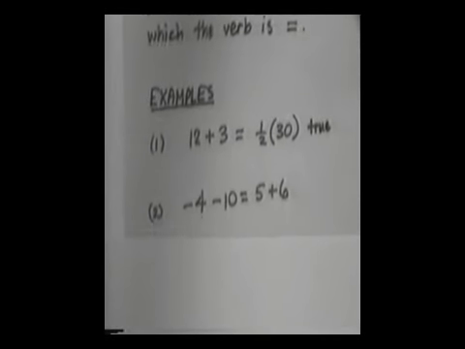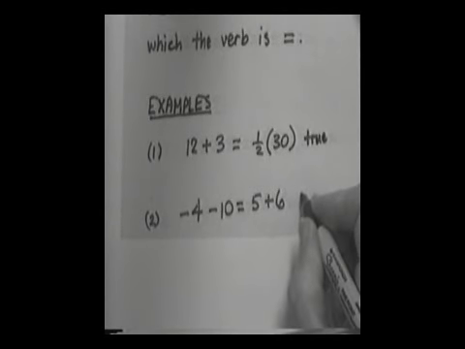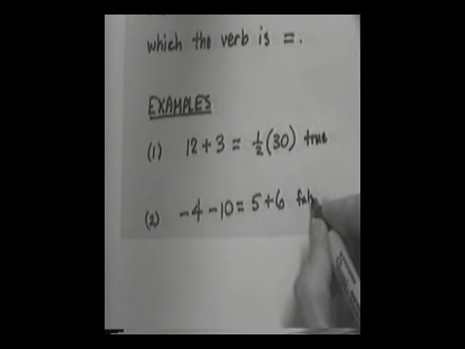For our next example, -4 subtract 10 is equal to 5 plus 6. -4 subtract 10 is -14. 5 plus 6 is 11. This sentence says that -14 is equal to 11. Well, -14 is not equal to 11, and so this sentence is false.